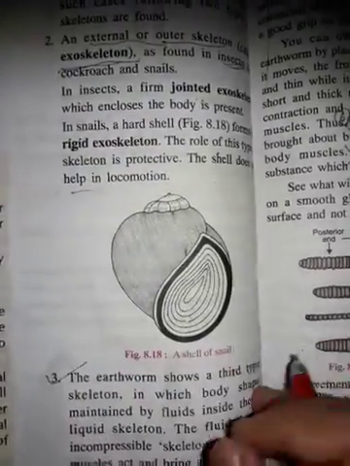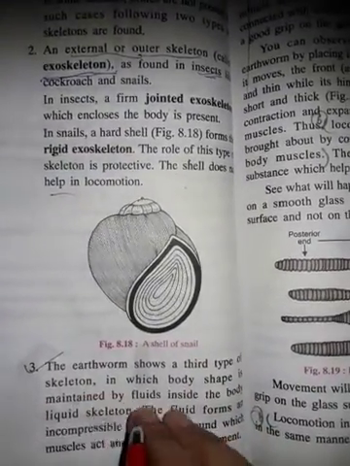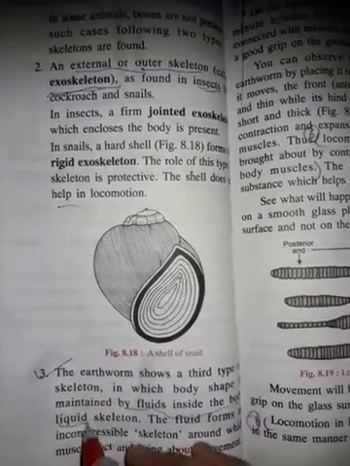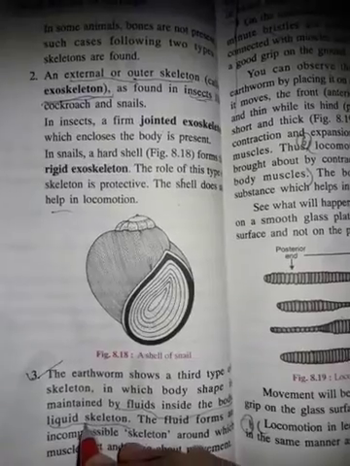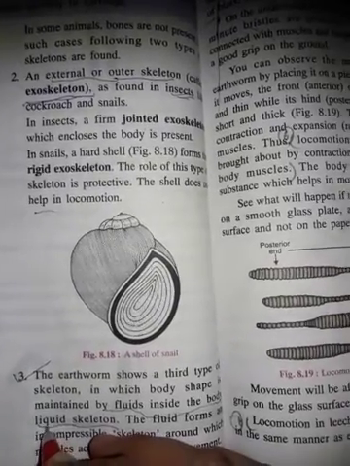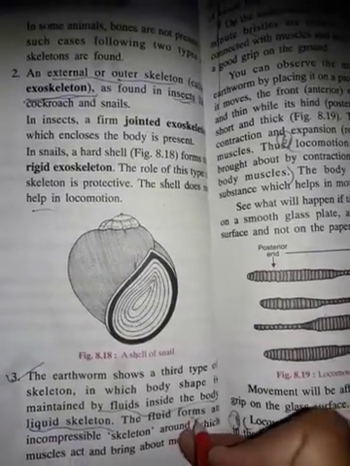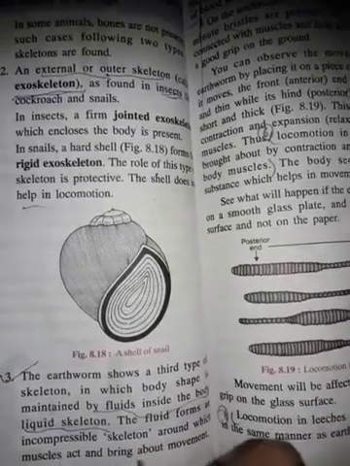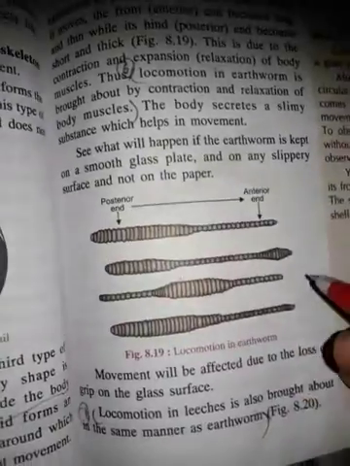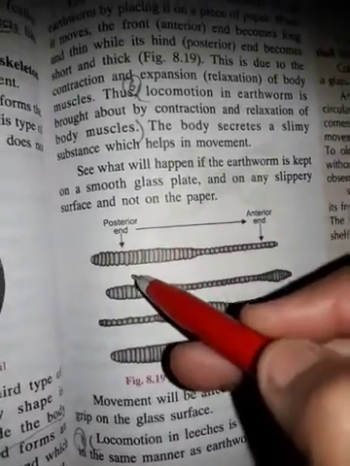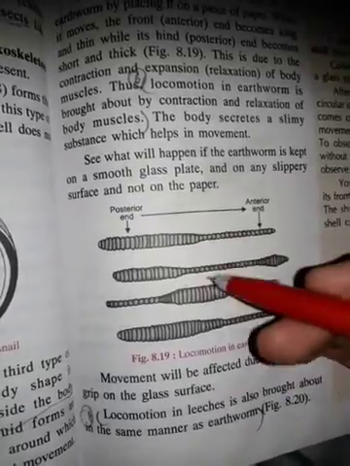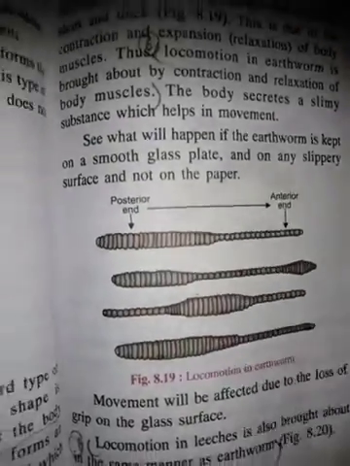The earthworm shows a third type of skeleton, in which body shape is maintained by fluid inside the body. A liquid skeleton is present. The three types of skeleton are exoskeleton, endoskeleton and liquid skeleton. The fluid forms an incompressible skeleton around which muscles act and bring about movement. You can see the locomotion in the earthworm, with the posterior and anterior end, and how the movement takes place in the diagram.